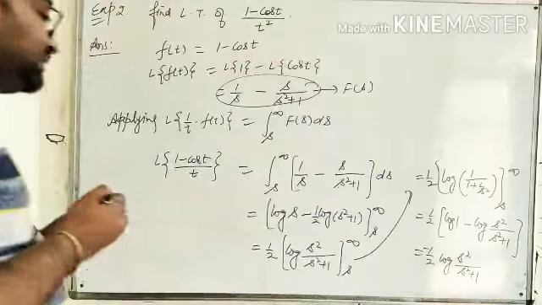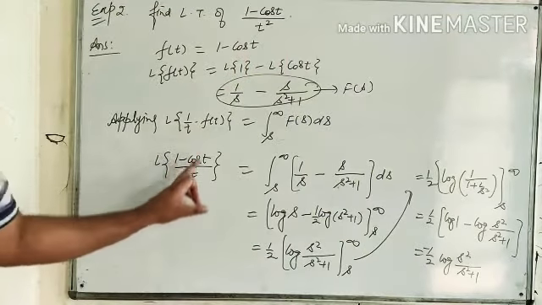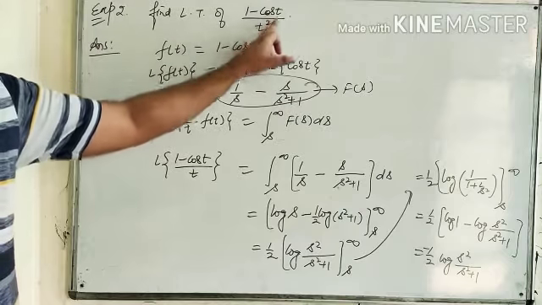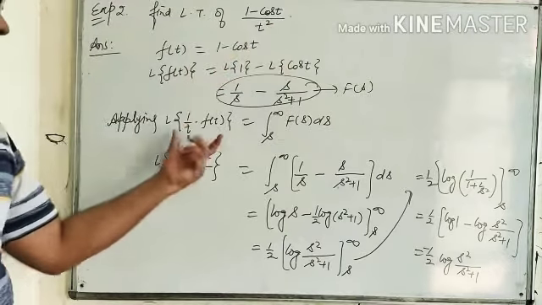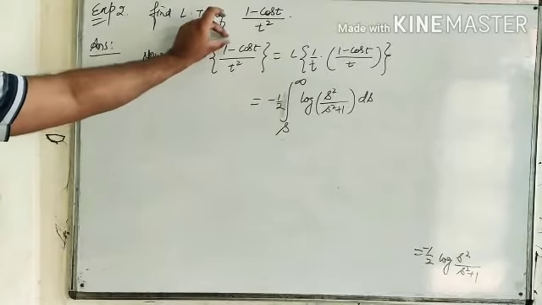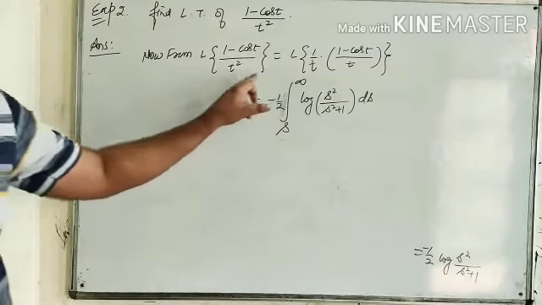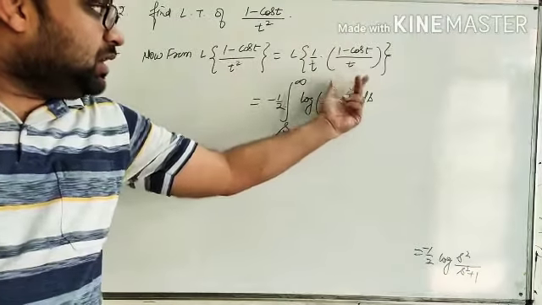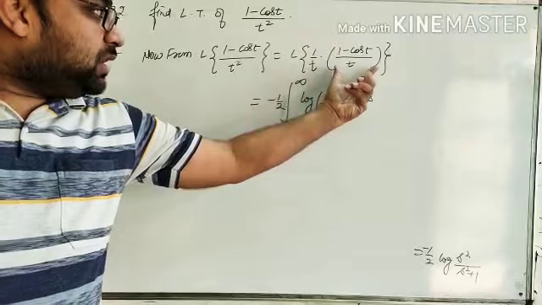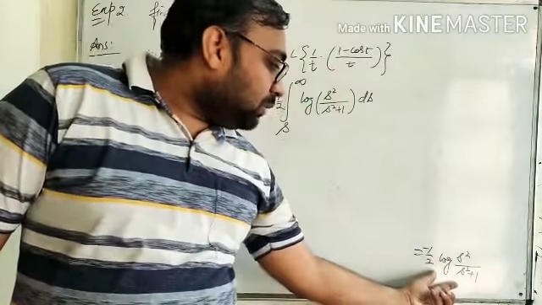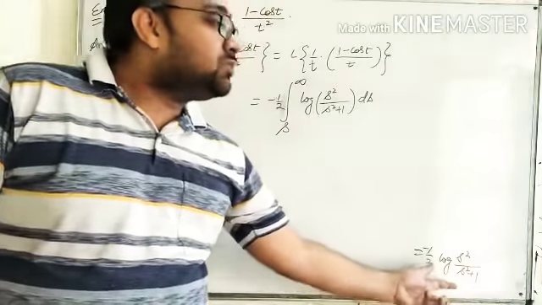So this is the Laplace transformation of (1 minus cos t) upon t, but we have to find the Laplace transformation of (1 minus cos t) upon t square. So again we have to apply this particular formula. From Laplace of (1 minus cos t) upon t square, we can write it as Laplace of 1 upon t into (1 minus cos t) upon t. First we have to find the Laplace of this particular term, and the Laplace of this particular term is minus 1 upon 2 log of s square upon (s square plus 1).